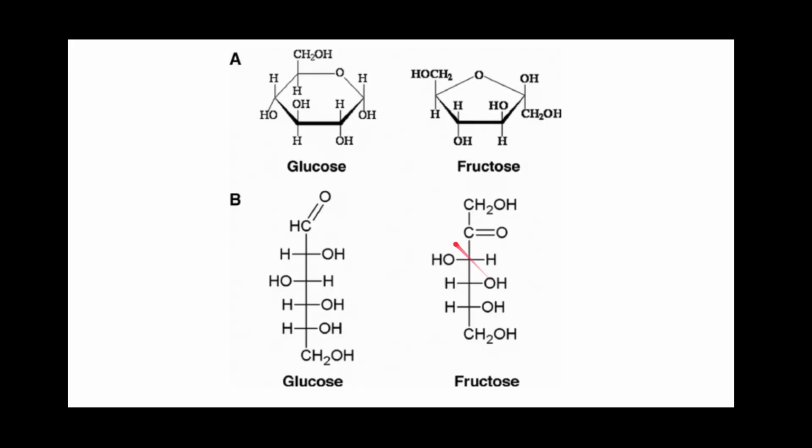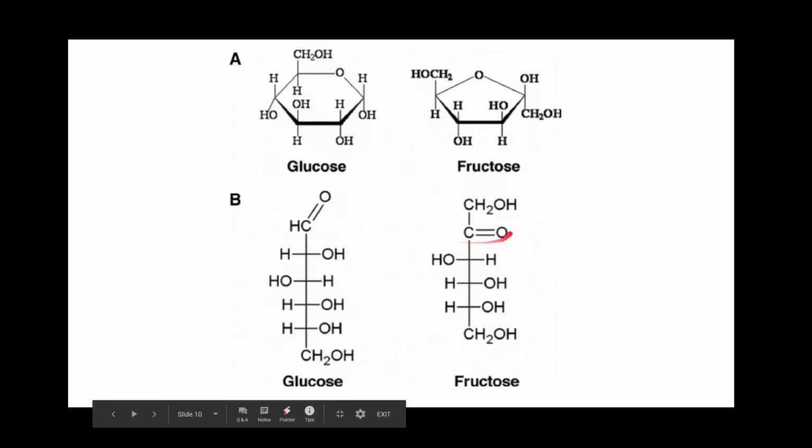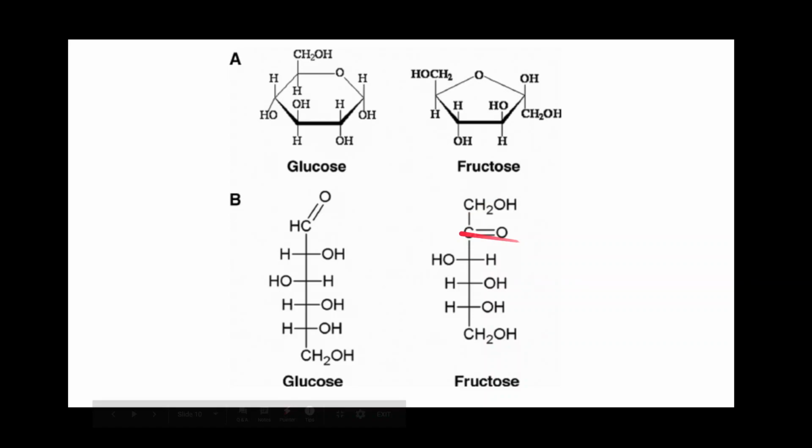So quickly comparing glucose and fructose, here are the ring structures of glucose and fructose, and here are the straight line structures, and here we can kind of see the difference. The fructose molecule has the oxygen in a slightly different place than the glucose molecule, and the glucose here is an aldehyde structure, whereas this is a ketone.